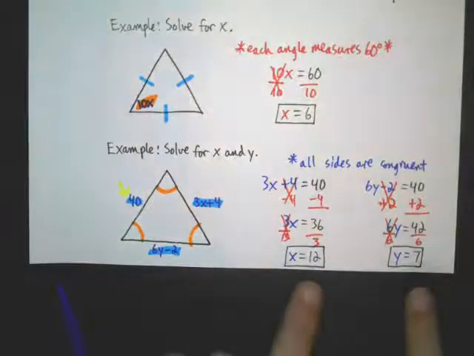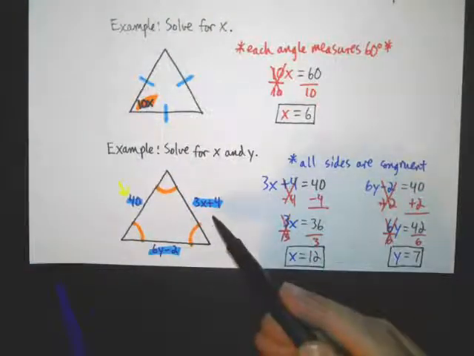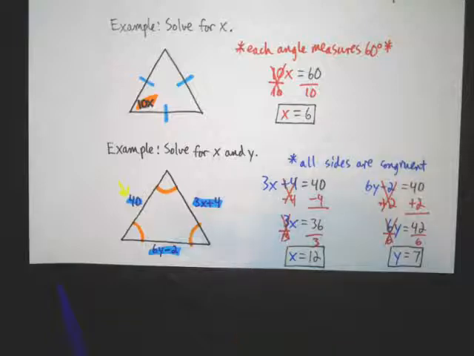We could take those values back to the expressions, plug them in to verify that we do get 40 for each of those sides as well. So that's going to do it for topic 11, isosceles and equilateral triangles.